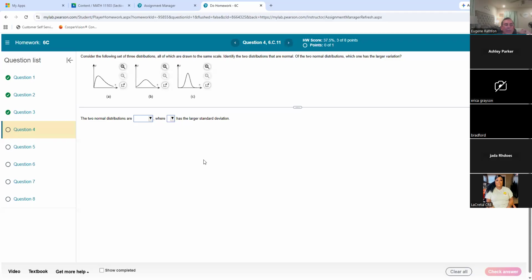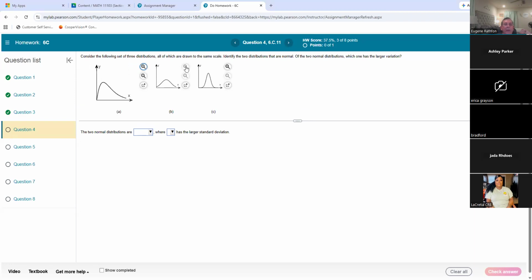All right, y'all. So let's think on this one. I'm going to make these a little bigger for you. This is three different distributions. They want us to identify the two distributions that are normal. And then of the two normal distributions, which one has a larger variation?